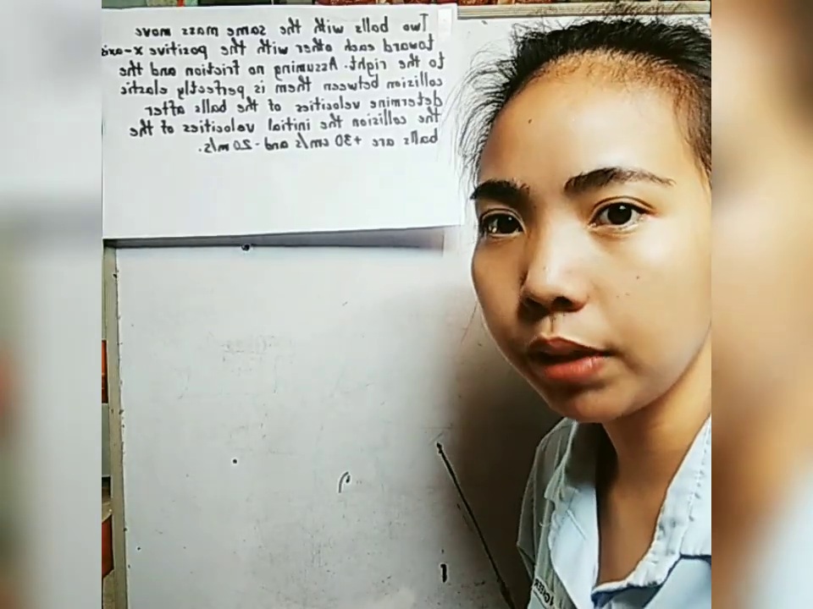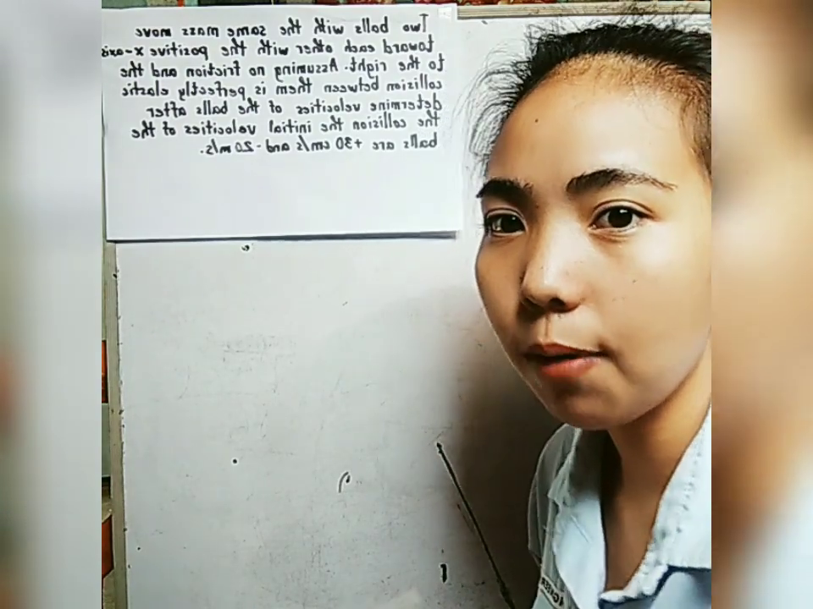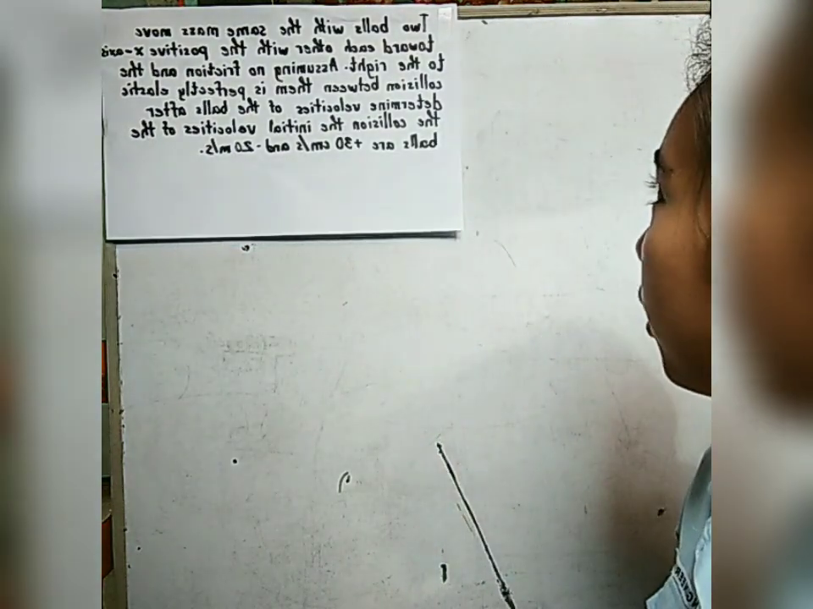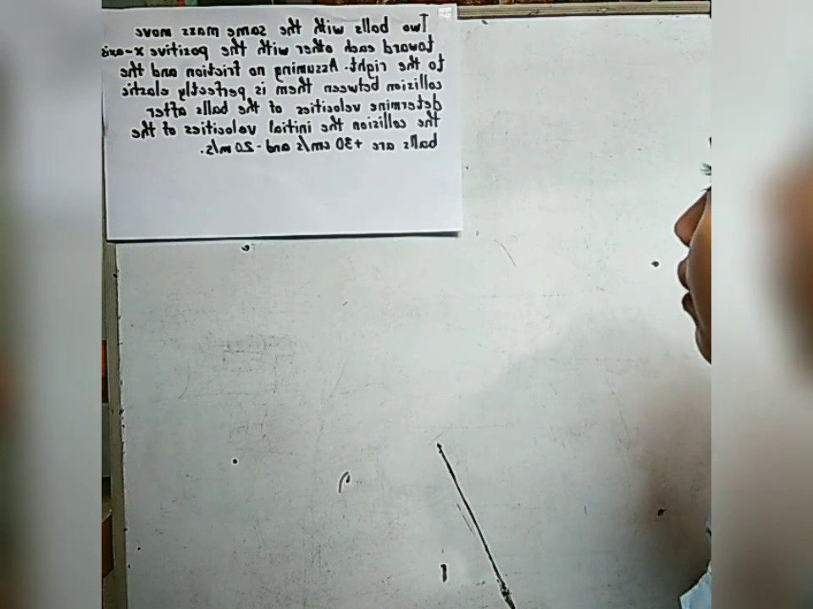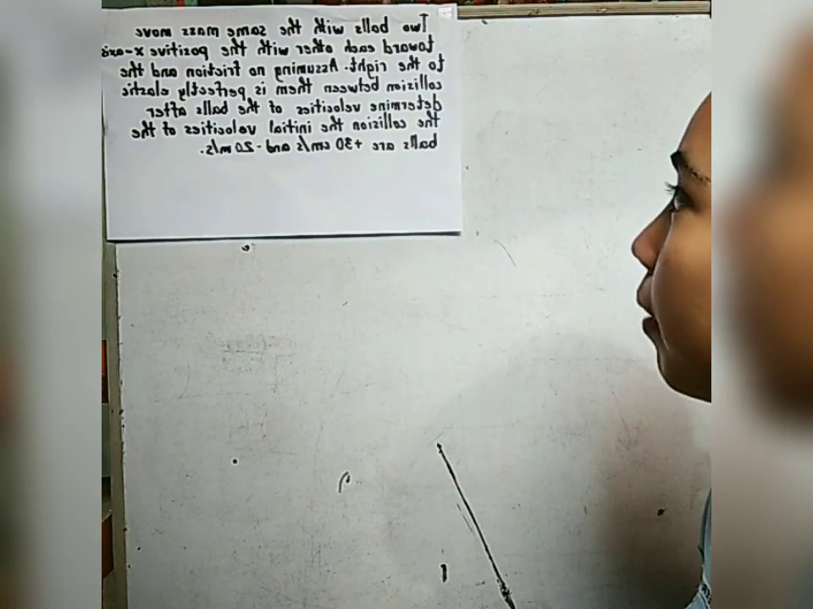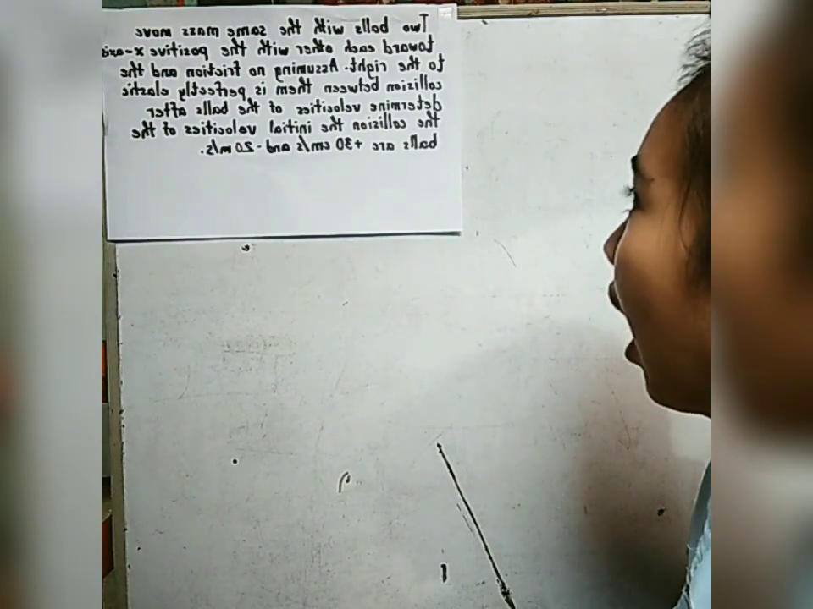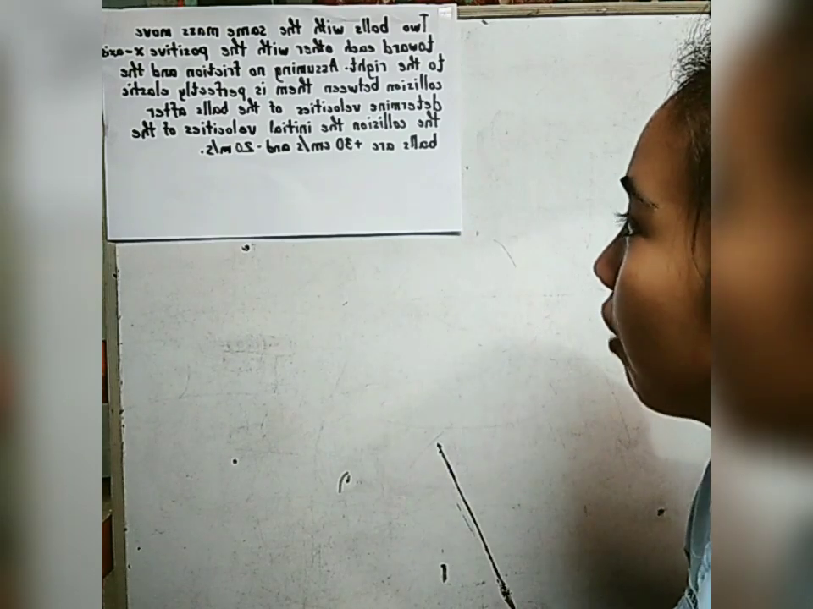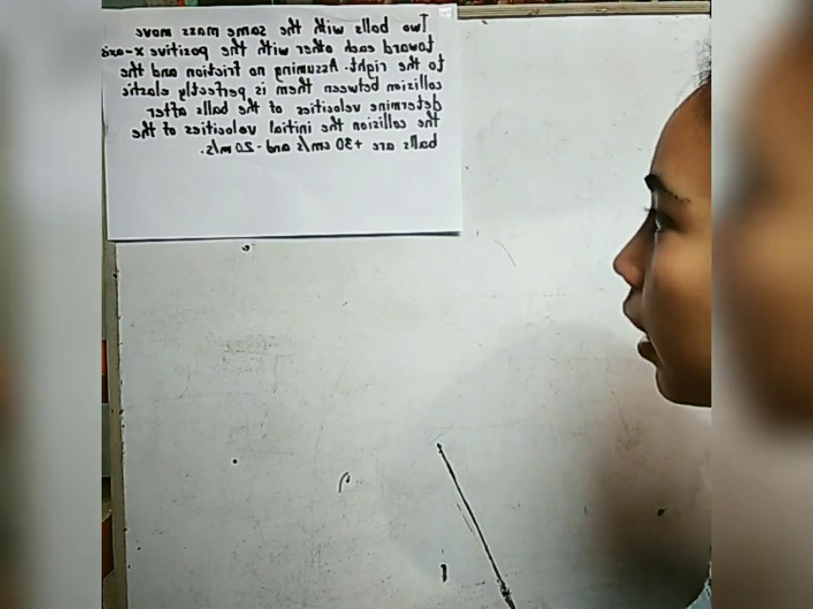This sample problem video presentation is on elastic collision. For our example, two balls with the same mass move toward each other, with the positive x-axis to the right. Assuming no friction and the collision between them is perfectly elastic, determine the velocities of the balls after the collision. The initial velocities of the balls are 30 meters per second and negative 20 meters per second.